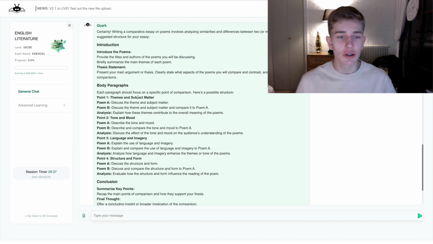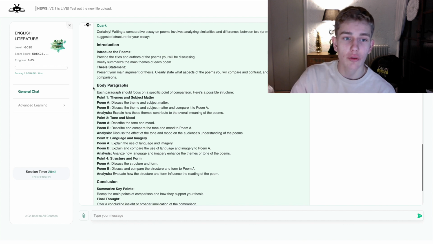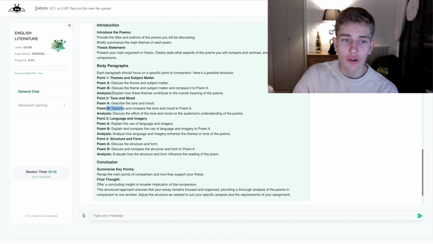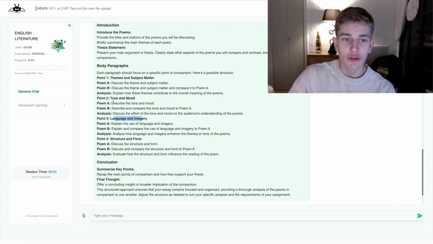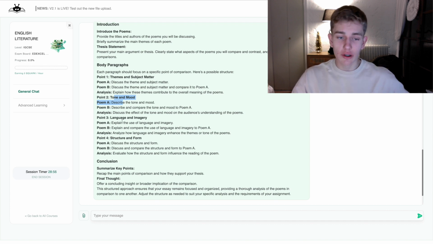So here it gives you how you need to structure your paragraphs. Body paragraphs: point 1, themes, subject matter, poem A, poem B, poem A, poem B. And then it gives you what my teacher loves to call the MOBSLIT approach, which is language and imagery, tone and mood. It's all here, and he knows this.